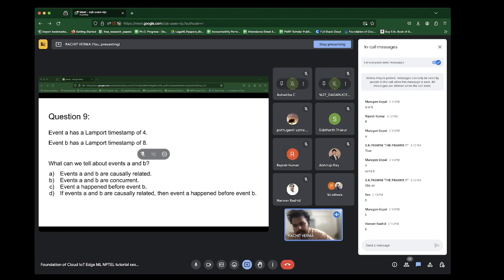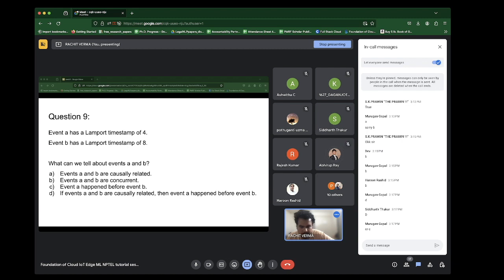So event A has a Lamport timestamp of 4. Event B has a Lamport timestamp of 8. What can we tell about events A and B? Event A and B are causally related. Events A and B are concurrent. Event A happened before event B. Or if events A and B are causally related, then event A happened before event B. D. Okay. Any other responses? D. That says D. Okay. Murugan Gopal says C.